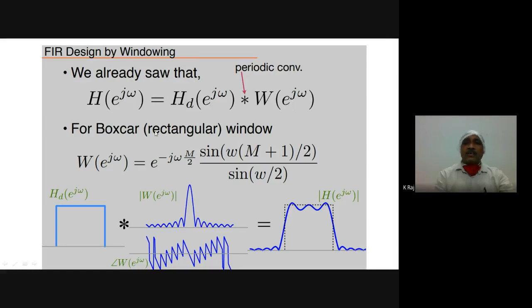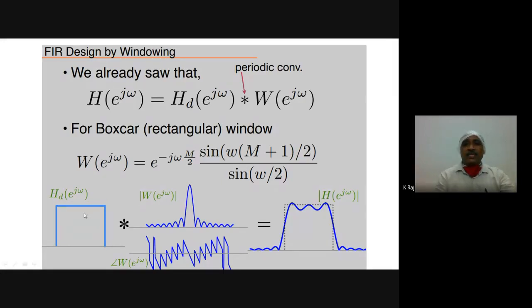Now if we consider a very simple window, that is the rectangular or the boxcar window, then that window in the frequency domain will be represented as W(e^{jω}) = e^{-jωM/2} · sin(ω(M+1)/2) / sin(ω/2). And we have derived this relation in the previous lecture.